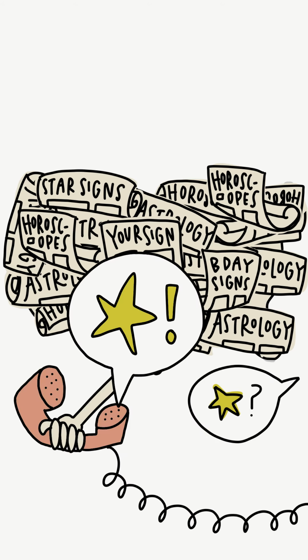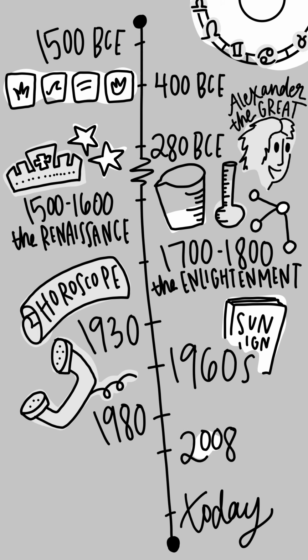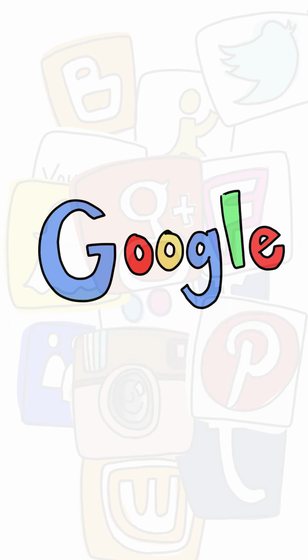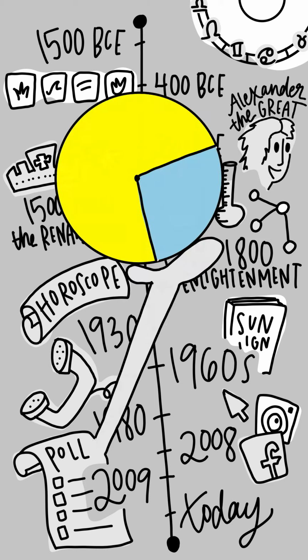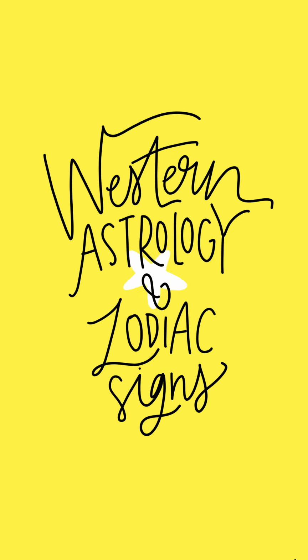and then yet another spike around 2008 with the rise of social media, which caused a record number of Google searches for all things astrology. In 2009, a survey of US adults found that 25% believe in astrology. So that's Western astrology and zodiac signs.